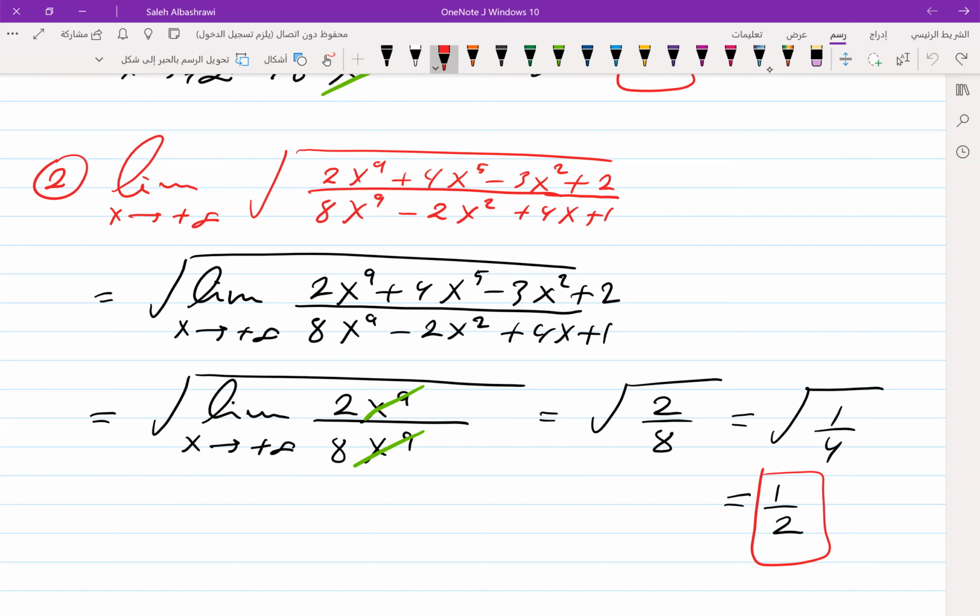So the idea is, take the limit inside, then apply the theorem that the limit of the polynomial is equal to the limit of the highest power, keeping the coefficient also. So it is 2x to the power 9 divided by 8x to the power 9, then simplify. X to the power 9 will cancel x to the power 9, I will have 2 over 8 or 1 over 4, and the square root will be 1 over 2.